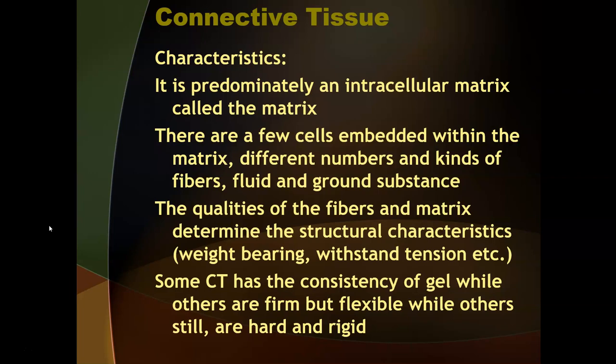In other instances, the characteristics of the matrix are to withstand great amounts of tension in multitudes of directions, or possibly in a single direction. So therefore, because of this matrix, some connective tissue has the consistency of gel, while others are firm but flexible, while others are still hard and rigid. Now you'll notice in this statement, I've written connective tissue as capital C, capital T. I will be doing that throughout the slides, so when you see CT, it means connective tissue.